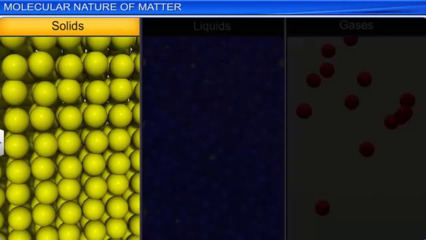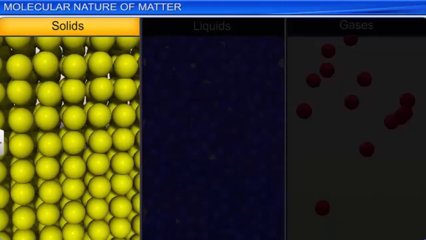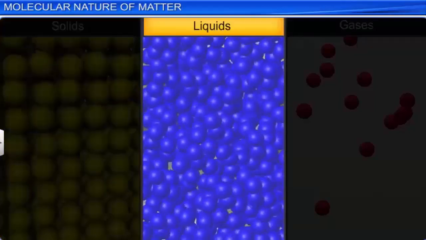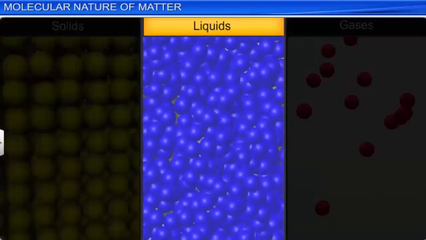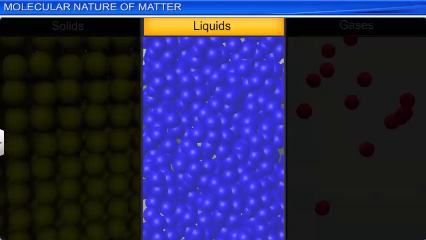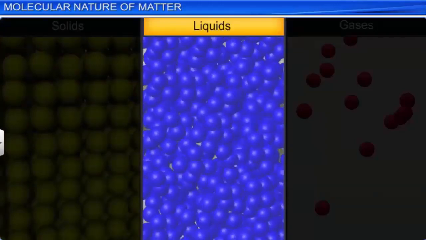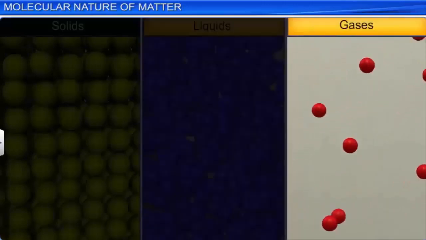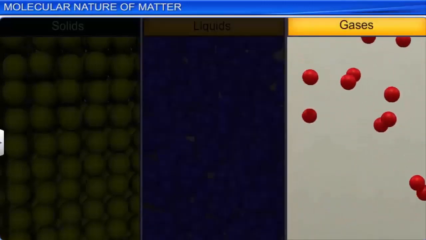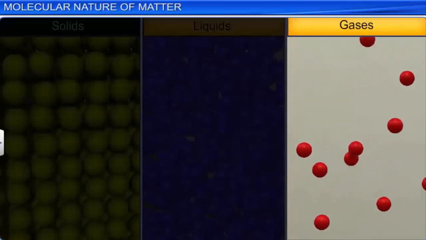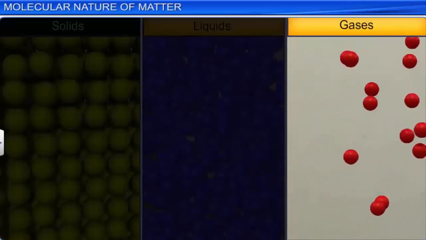In solids, the atoms are tightly packed. That is, the interatomic force is strong. In liquids, the atoms are loosely packed. That is, the interatomic force is weak. Whereas in gases, atoms are very loosely packed. That is, the interatomic force is negligible.